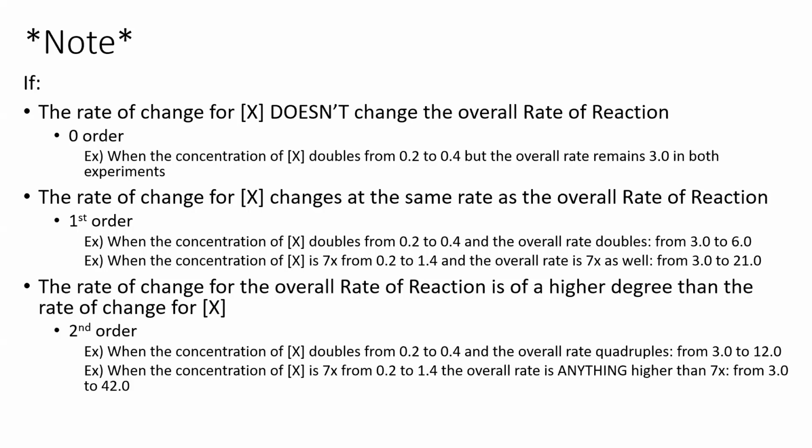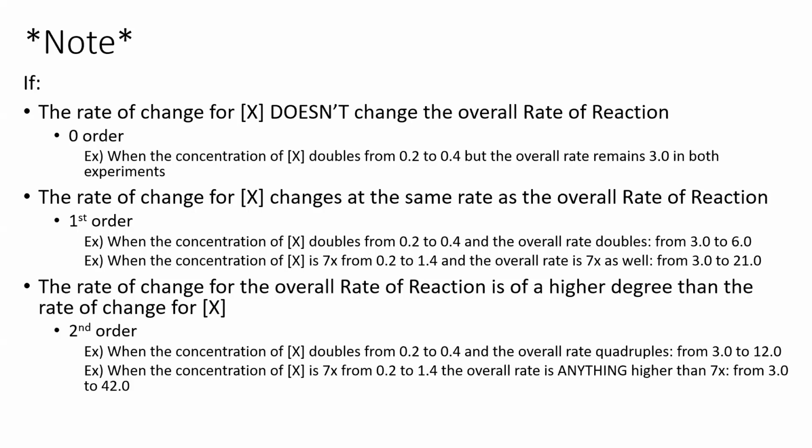So the last order that we have to really study in this class is when the rate of change for the overall rate of reaction is to a higher degree than the rate of change for a reactant. So if this is the case, then we have a second order with respect to that reactant. So what I mean by that is when the concentration of X doubles from 0.2 to 0.4, the overall rate would quadruple from 3 to 12.